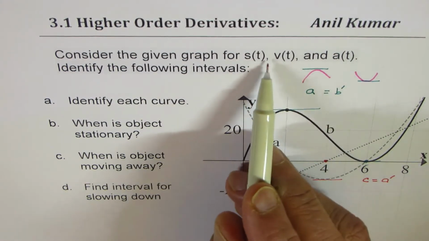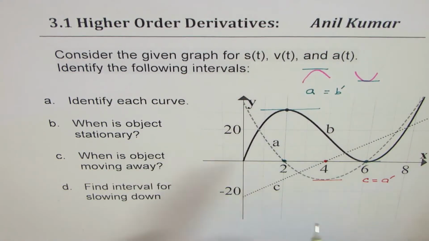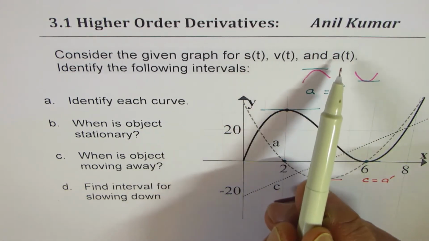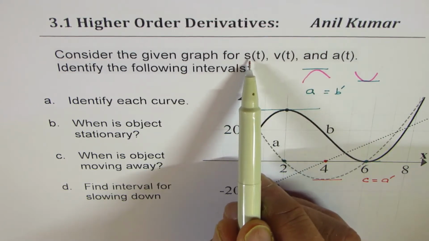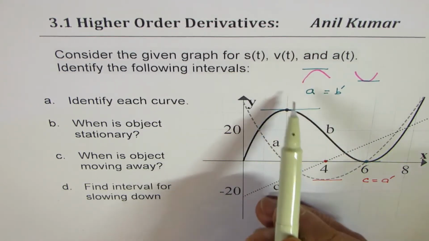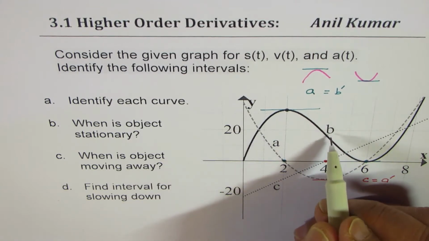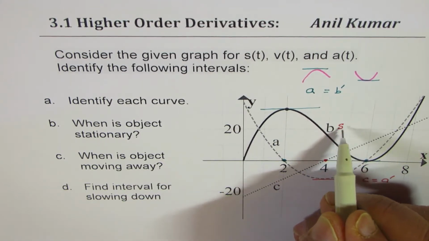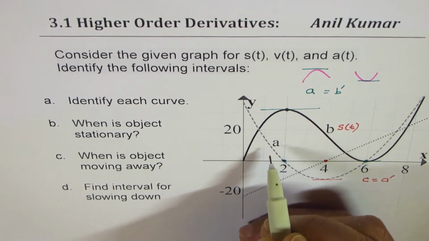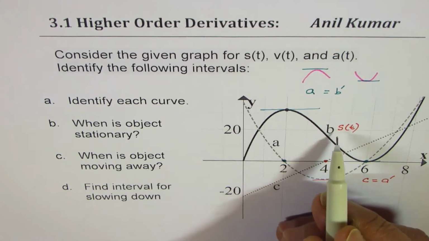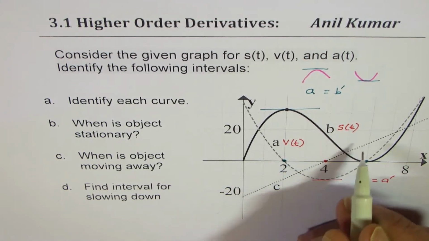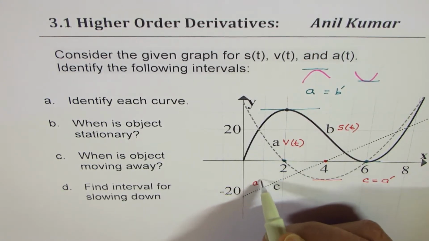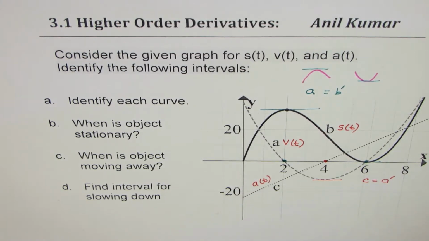Now in these relations, we know very clearly that acceleration is the derivative of velocity and velocity is the derivative of displacement. So from this sequence, we can very easily say that graph B represents displacement. Graph A represents the derivative of displacement, which is velocity, and graph C, which is a straight line, represents acceleration. I hope this point is absolutely clear, correct?